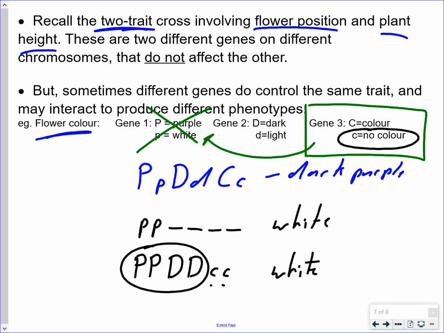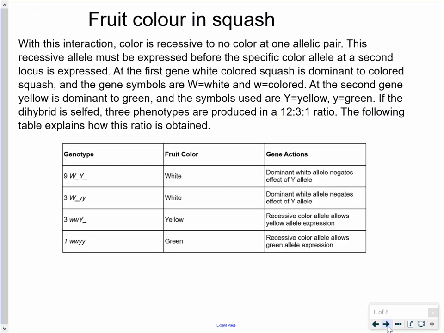And we'll finish it off just by taking a look at this example here with the fruit color in squash. So in this case here, again, we have two different genes. And we have, first of all, that color in this case is recessive to the no color. Color is recessive to no color. So no color is really white. That's what we're talking about.